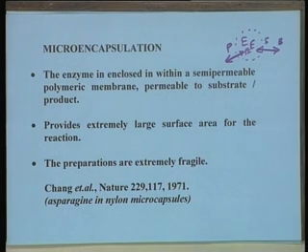Now, one of the major advantages is that it provides extremely large surface area for the reaction, for the enzyme substrate contact, within a small volume. But the preparations are too fragile, because this semi-permeable membrane is very thin, and therefore its use in a number of industrial reactors is probably very difficult, because it will not be able to withstand the shear and the mechanical load which an industrial reactor for chemical processing will require. But this method has been very extensively and very favorably used, particularly for biomedical applications.